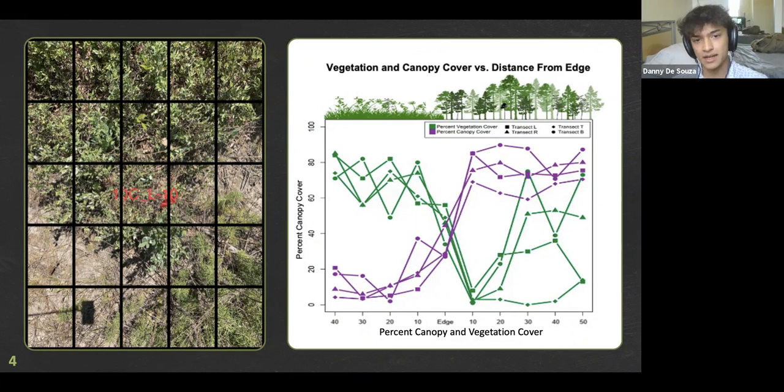In a similar method to obtain canopy cover, we used a spherical densitometer, which is like a mirror that you hold out in front of you and it reflects the canopy above.